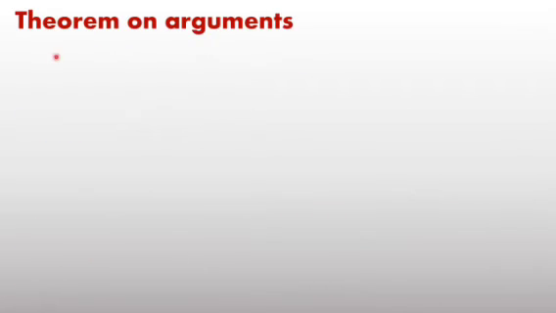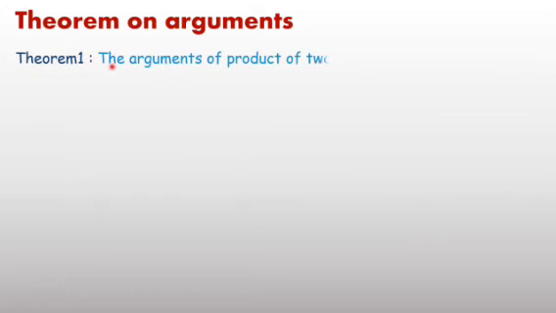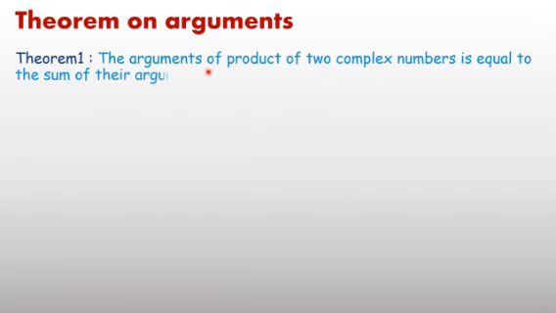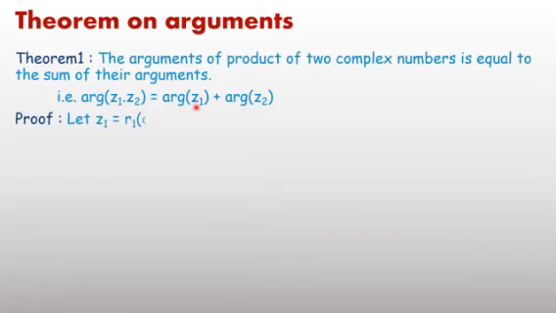Now some theorems on argument. First theorem: the argument of the product of two complex numbers is equal to the sum of their arguments. Means argument of z1 into z2 equals argument of z1 plus argument of z2.